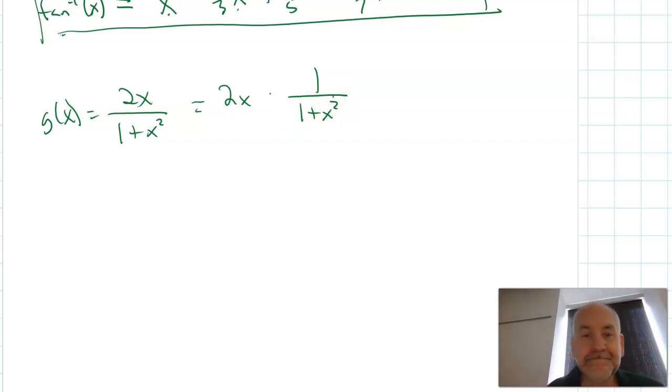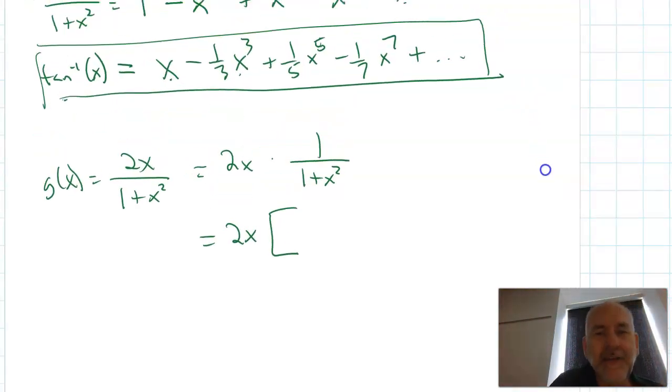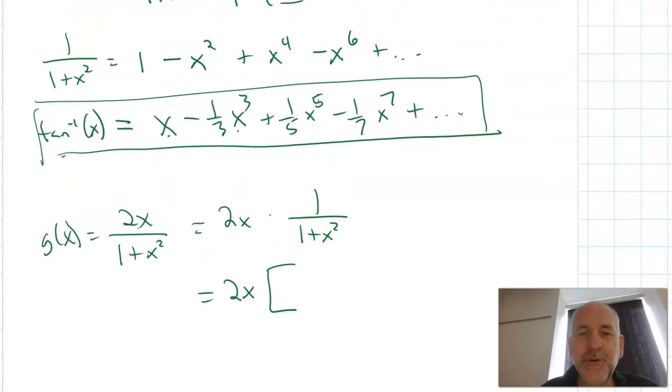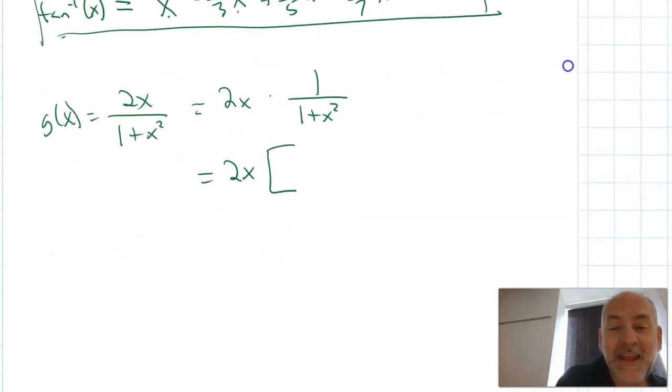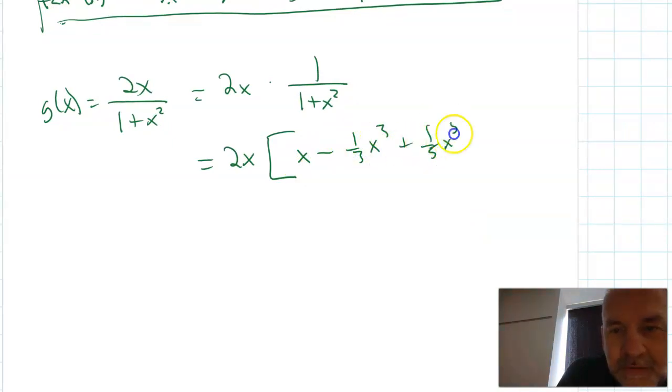So that's equal to 2x times, and I've got an infinite series now that I can put in for 1 over 1 plus x squared. I could have generated it by myself, but it's on the same page, so what the heck, I'll use that. And that's 2x times x minus 1/3 x cubed plus 1/5 x to the 5th, and so on.